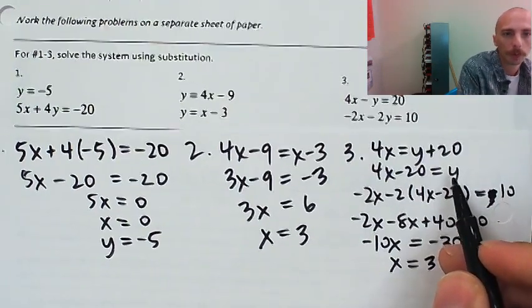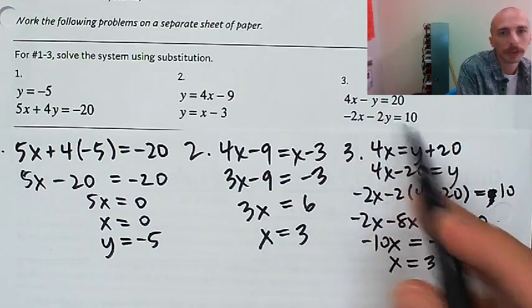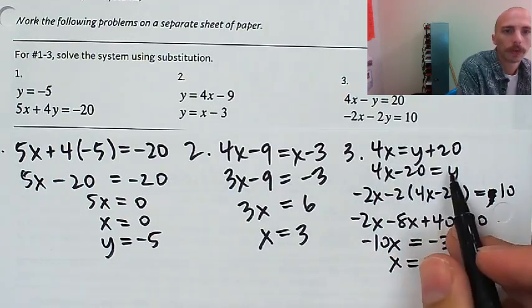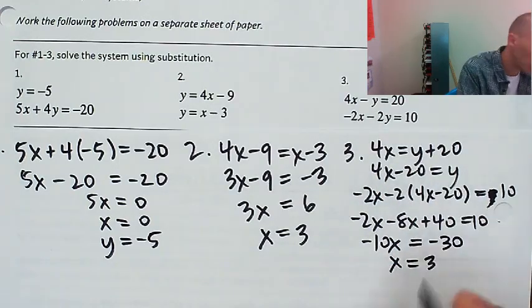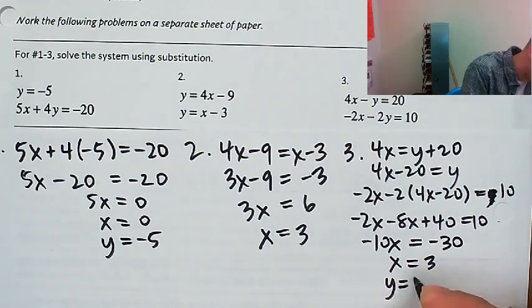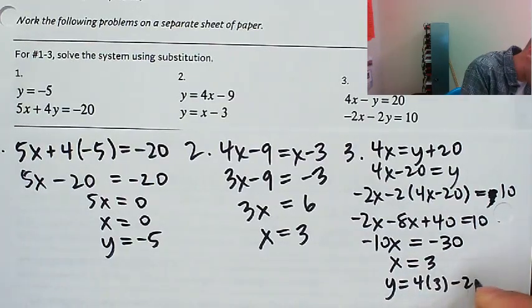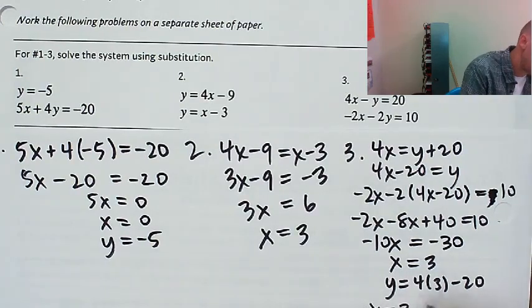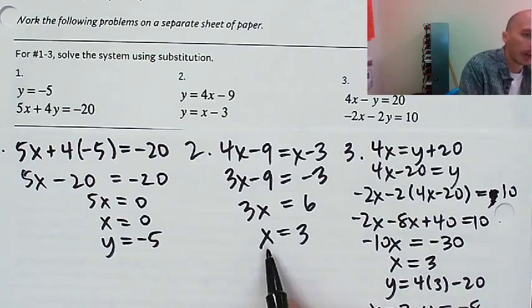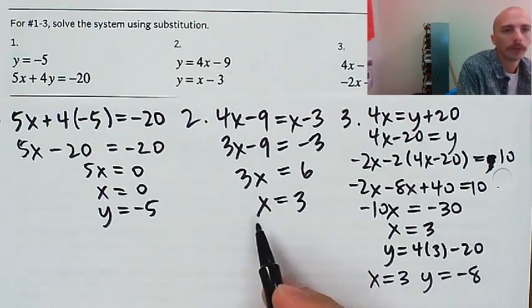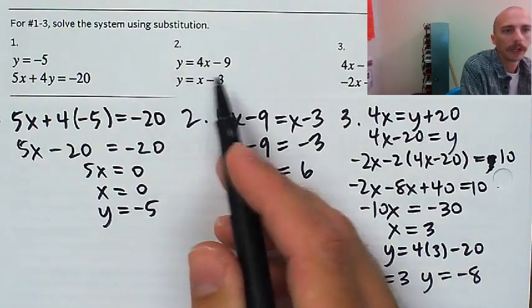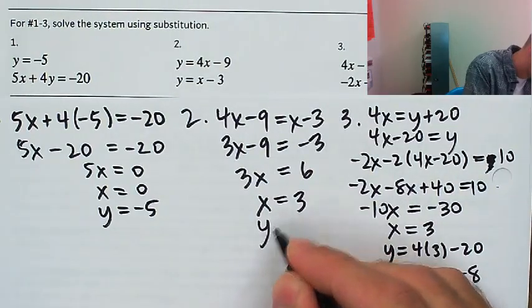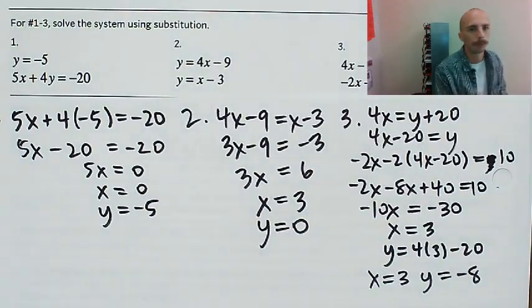And I've got a formula for y. If you wanted to go back to one of these, it's probably safer, but I trust the work I did over here. So I'm going to say y equals 4x minus 20. That's 12 minus 20, so it's going to be x equals 3 and y equals -8. I'm realizing over here I never did y for this one, right? I got x equals 3, y equals x minus 3. That's not too hard. I can say y equals 0.